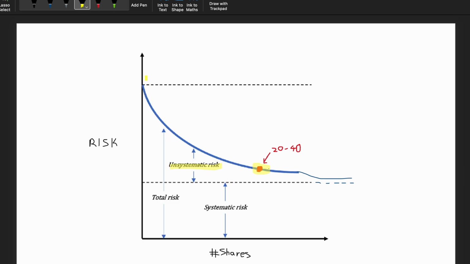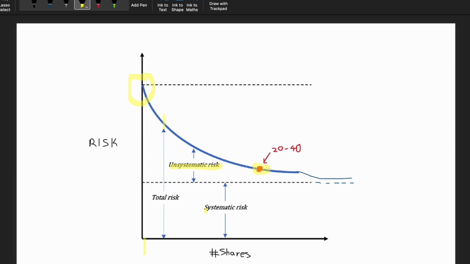If we look here, let's just say, for example, at this point here, you have one share. And at this point here, you have two shares. So just by increasing one share, you've almost halved your risk. But the further we move along this, the less risk we get rid of, and that is why it is diminishing return.